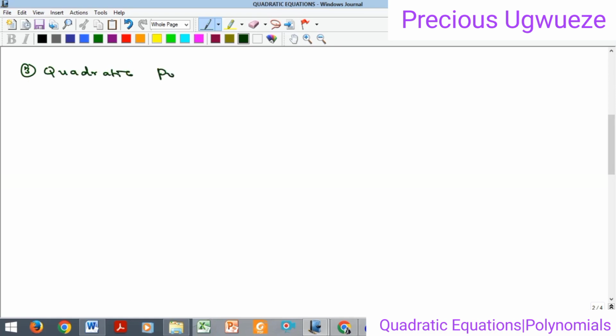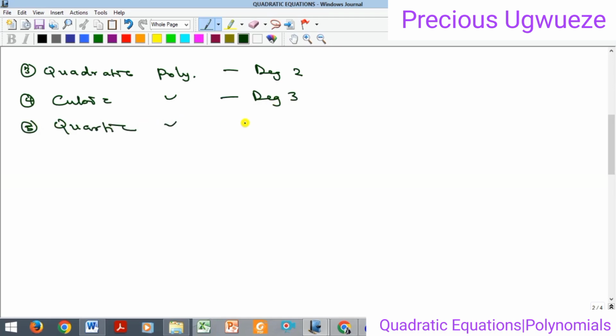The quadratic polynomials. These are polynomials with degree 2. That's the highest exponent you can find there is 2. And then you have other ones. You can talk of cubic polynomials, degree 3. You can talk of what we call quartic polynomials, degree 4. You can talk of what we call quintic, degree 5, and many others. And so these are the basic types of polynomials that we have.